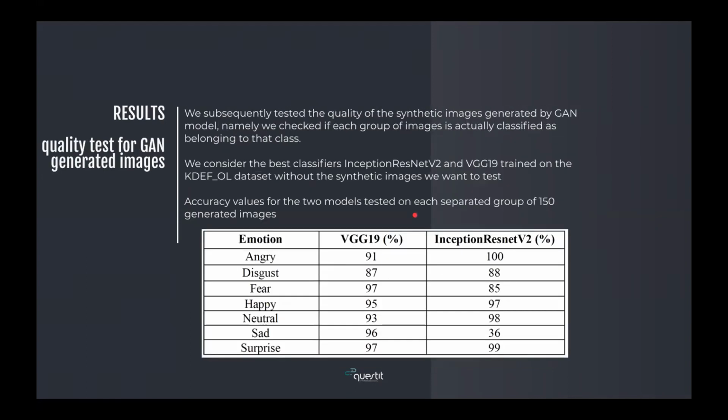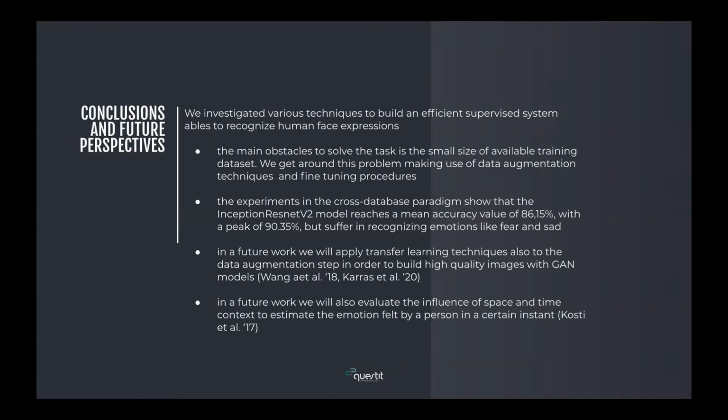So, for each class, we measure the accuracy value, and we have, for each class, high accuracy, except for the sad faces for the Inception ResNet v2. But as I said before, the sad faces are difficult to disentangle. So, in general, thanks to the VGG19 model, we can say that our faces are good to use as train faces for other datasets. So this is my conclusion.